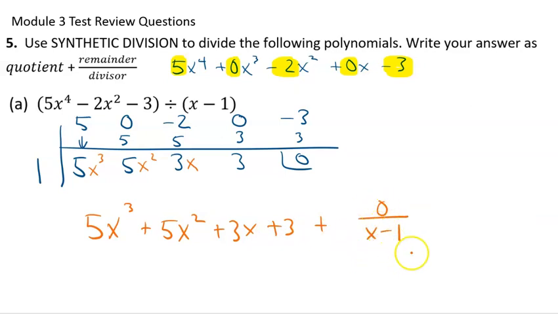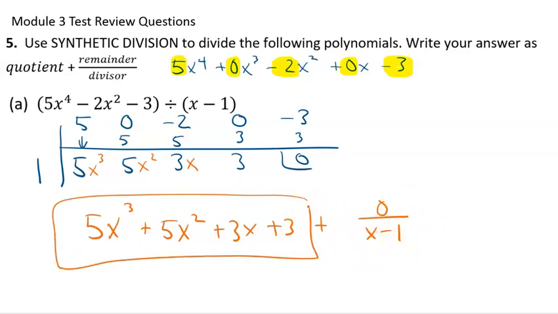Now, because the remainder is 0, there really is no sense in writing this fraction at the end. You are good right here. But if this were anything other than 0, you would have to write that whole thing there. Okay? Again, you could check yourself. You could multiply 5x to the third plus 5x squared plus 3x plus 3 times your divisor, which is x minus 1. And that should give you 5x to the fourth minus 2x squared minus 3.